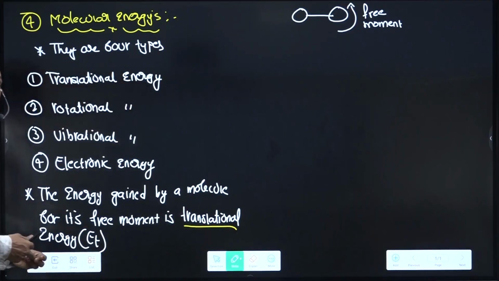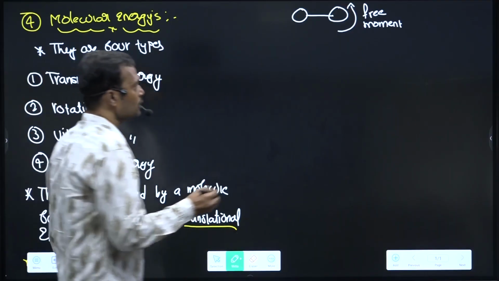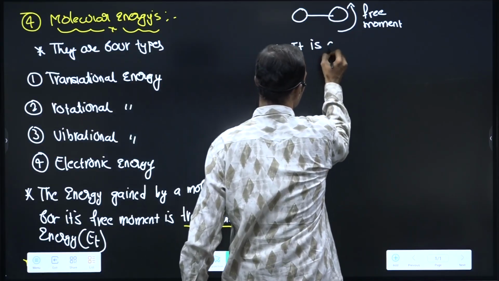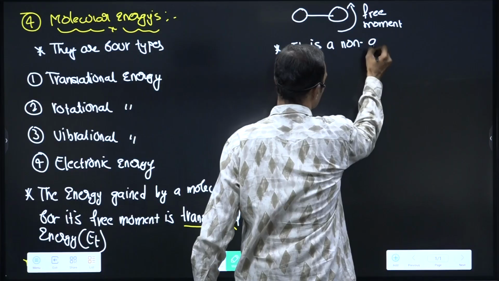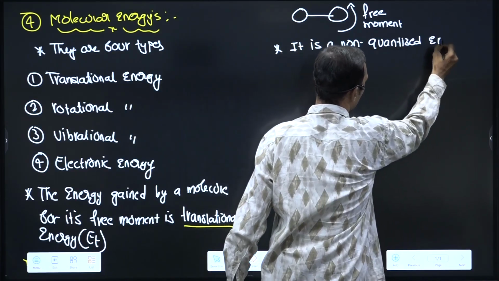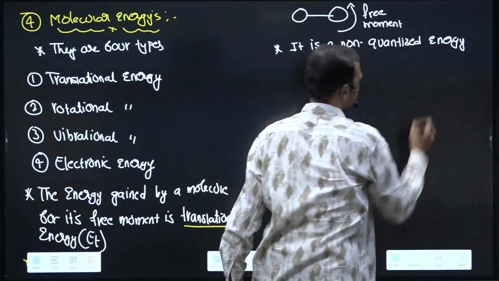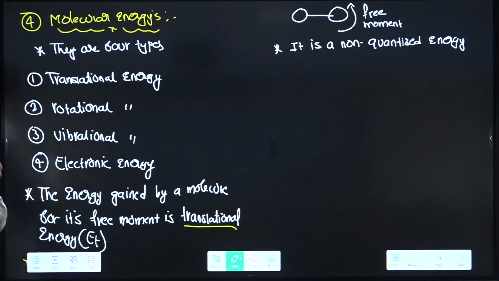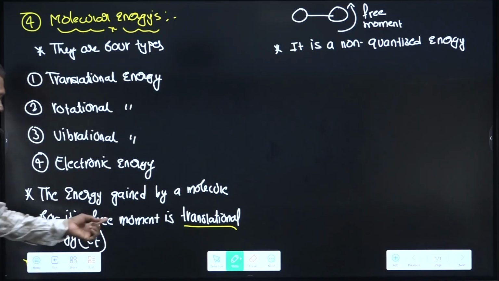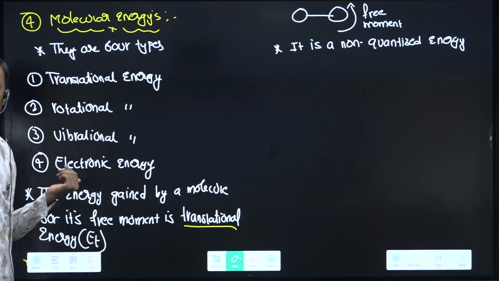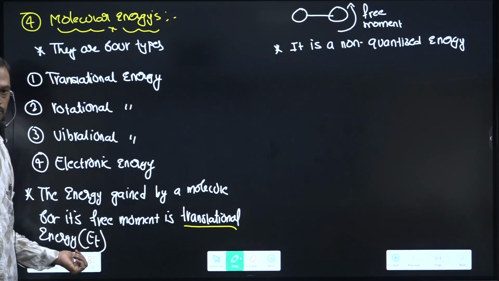Translational energy is non-quantized. It is not a quantized energy. We can't measure this one. So the energy required for free movement of any molecule in space can't be measured. We can ignore that energy. That energy is called translational energy.